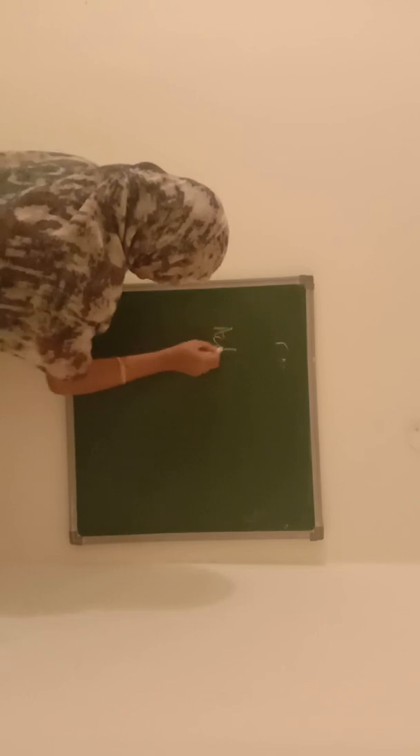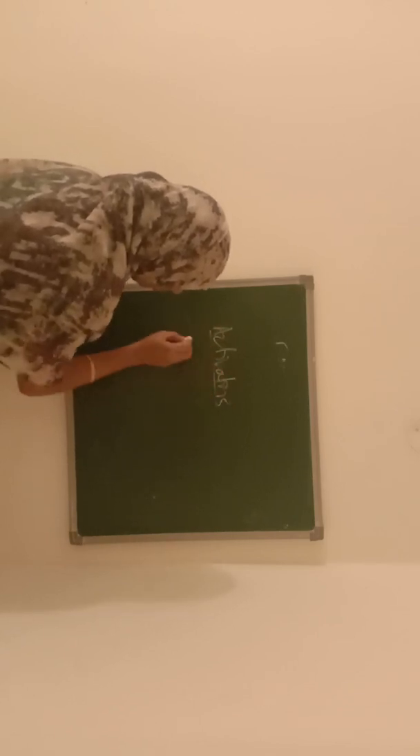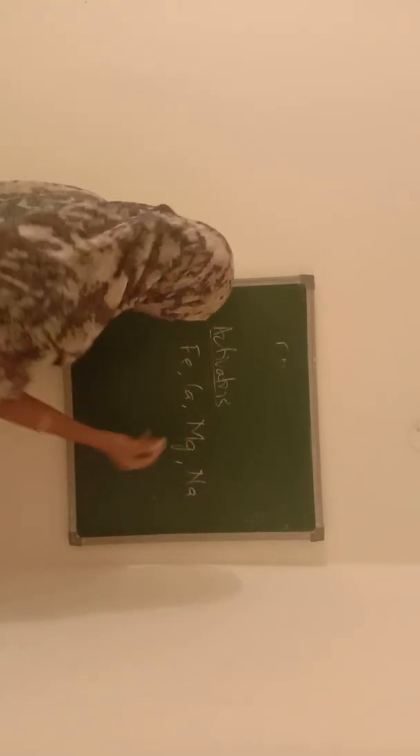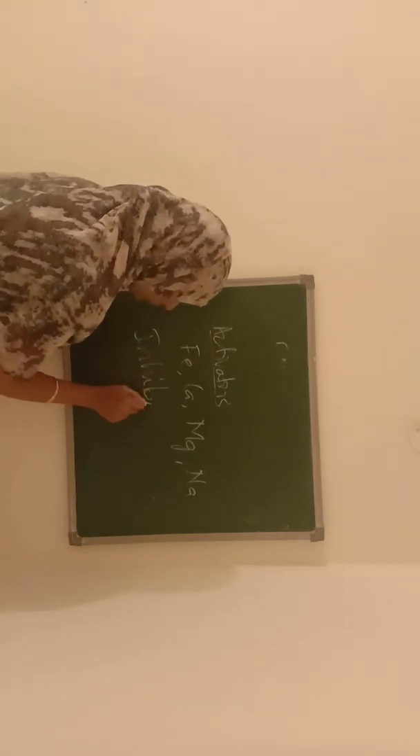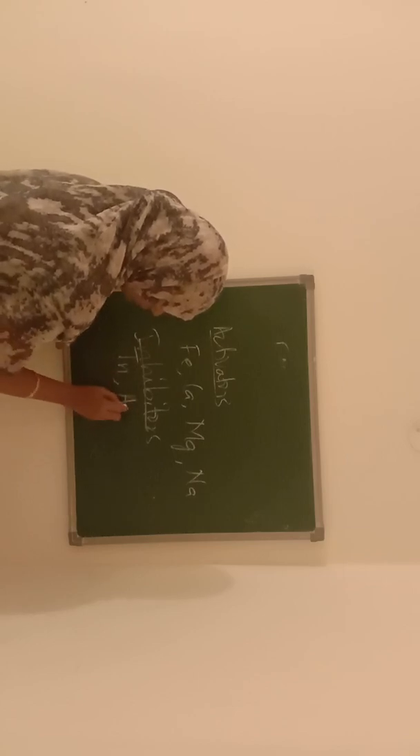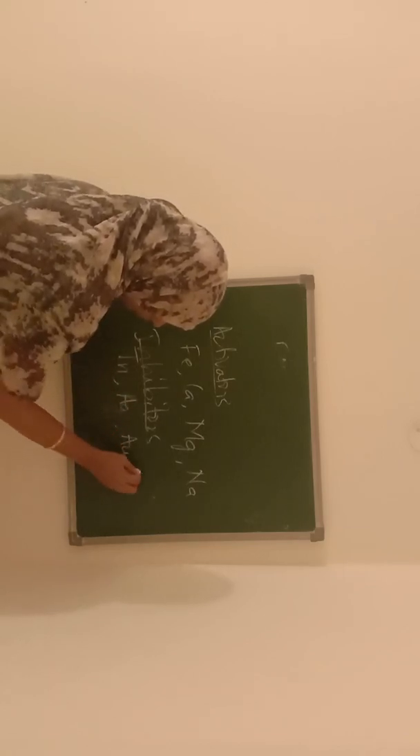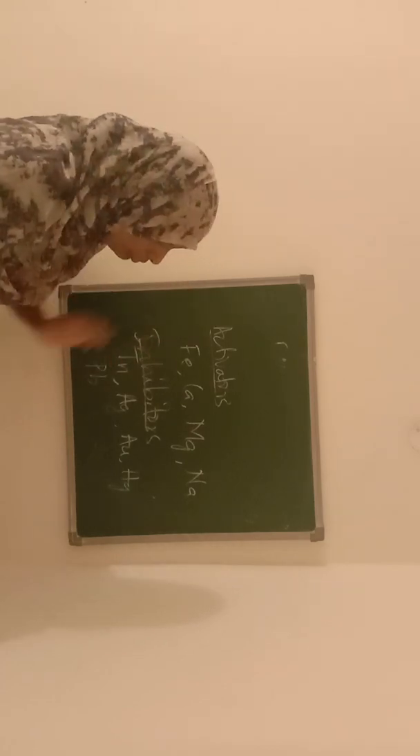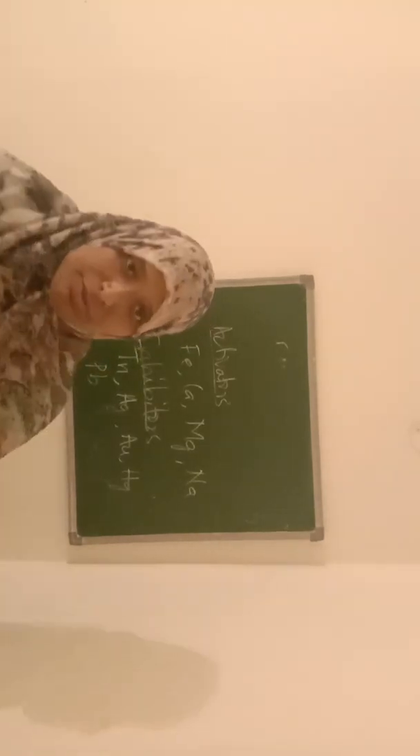So the metal ions which influence the enzyme activity as activators may be iron, calcium, magnesium or sodium. And some of the metal ions act as inhibitors, like tungsten, silver, gold, mercury, and lead. Many of the metal ions act as inhibitors, and many of the metal ions act as activators. This is regarding the effect of metal ions on enzyme activity.